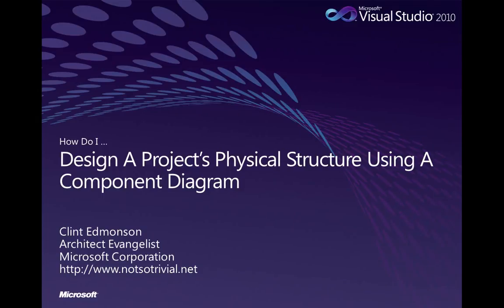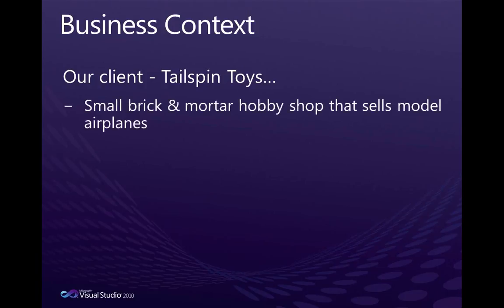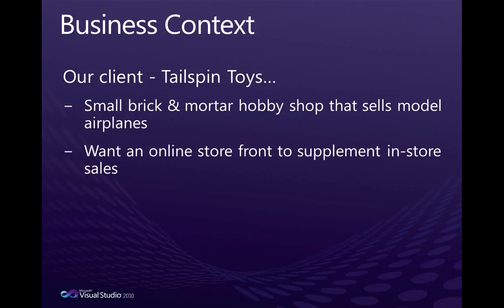In this screencast, we're going to take a look at how to design a project's physical structure using a component diagram. But real briefly, our business context for this project: our client is Tailspin Toys, a small brick and mortar hobby shop, and they're looking for an online storefront to supplement their in-store sales.